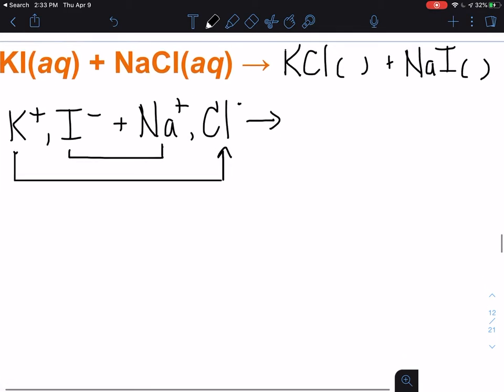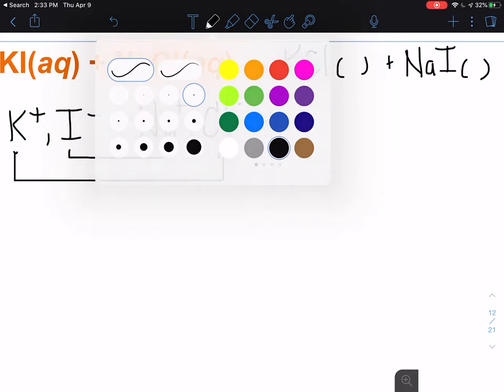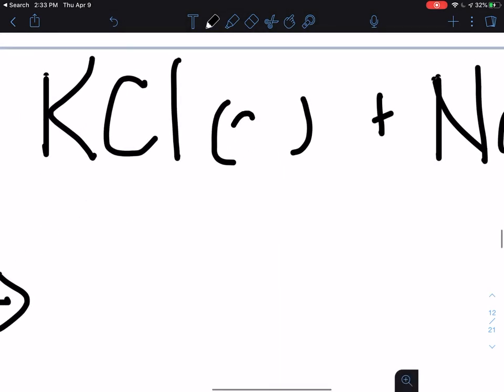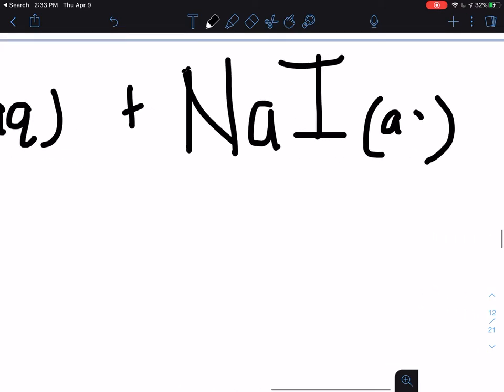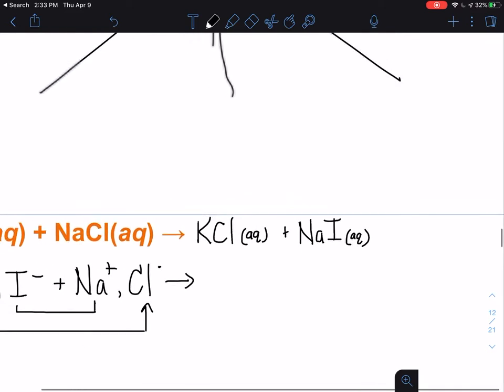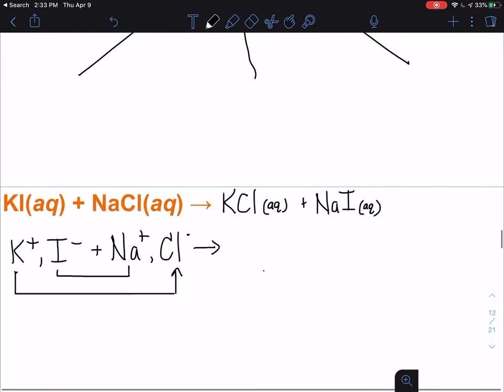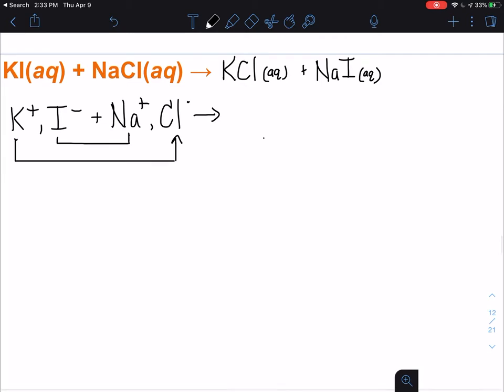Long story short, everything is soluble. Potassium chloride is soluble in water, and sodium iodide is soluble in water. Since these two are both soluble in water, we would say overall no reaction. No overall reaction, no precipitation reaction. We did not form any solids.